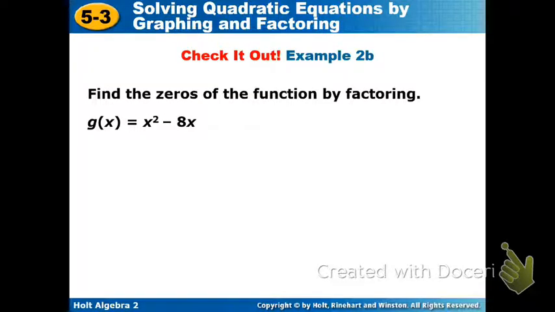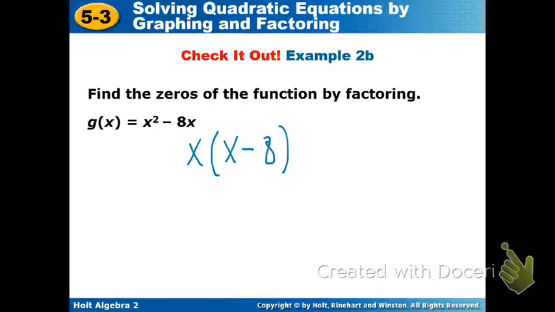Let's do this one. We have x squared minus 8x. What can we do here? What is the greatest common factor? 1x. Okay, so take it out. We're going to take out the x. What's that leave you with? x minus 8. Okay. Yeah, now you're doing what I'm doing.